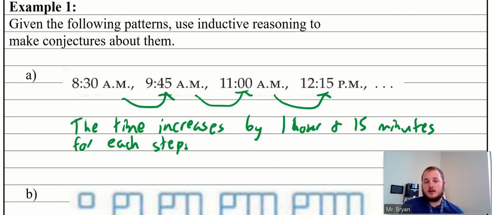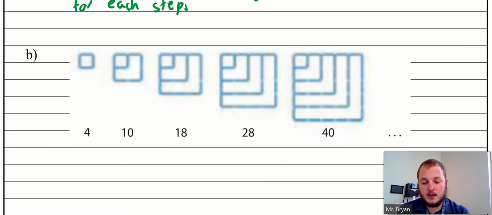Okay, so that's all a conjecture is. I'm just looking at that and trying to notice what is the pattern that I see here. The time increases by 1 hour and 15 minutes each step that I go. Okay, simple enough. All right, next one here.